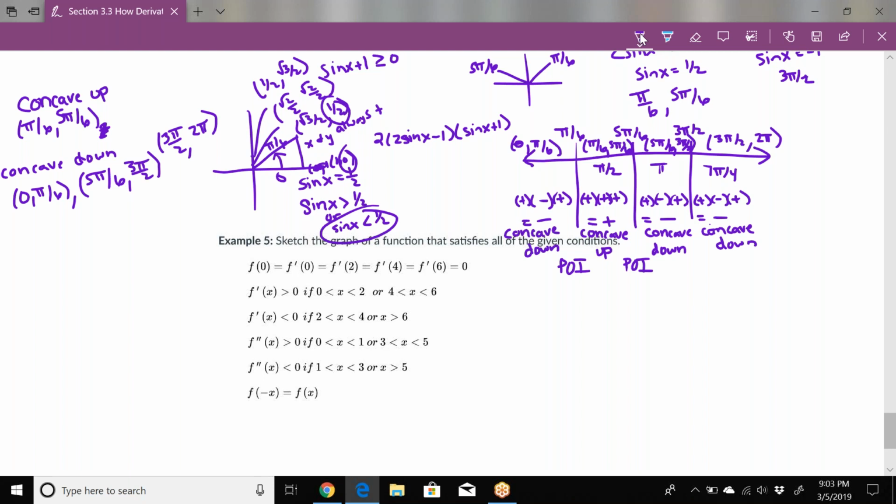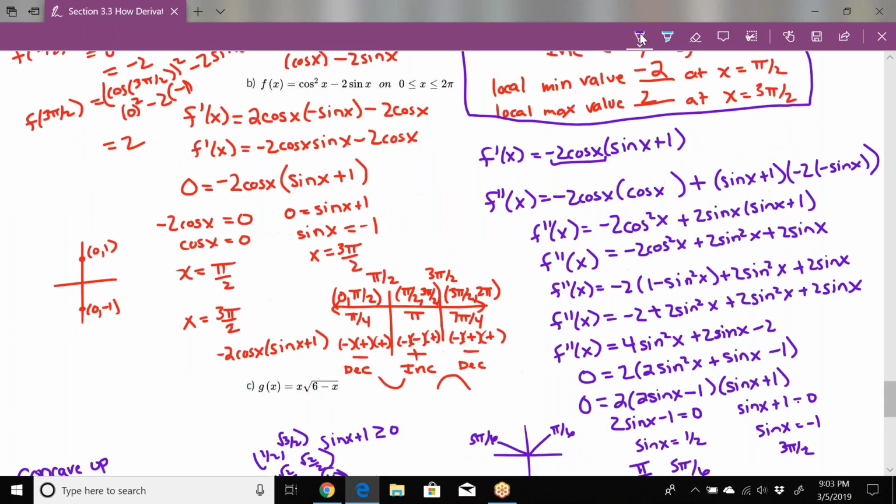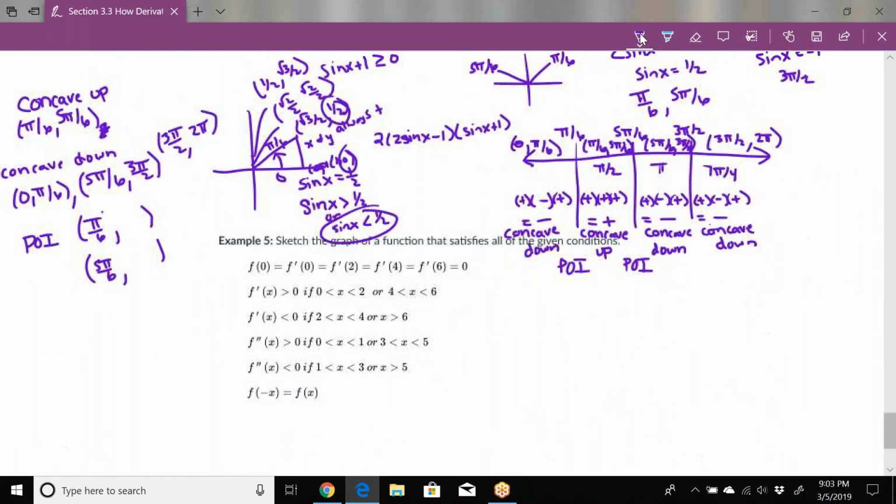So I know that I have points of inflection at pi over 6, comma something, we're going to have to find that in a minute, and 5 pi over 6. If you want the actual ordered pairs, you have to go back to your function and plug them in. So let's look at our original function and copy that down again. It was cosine squared x minus 2 sine x. So let's plug these in.